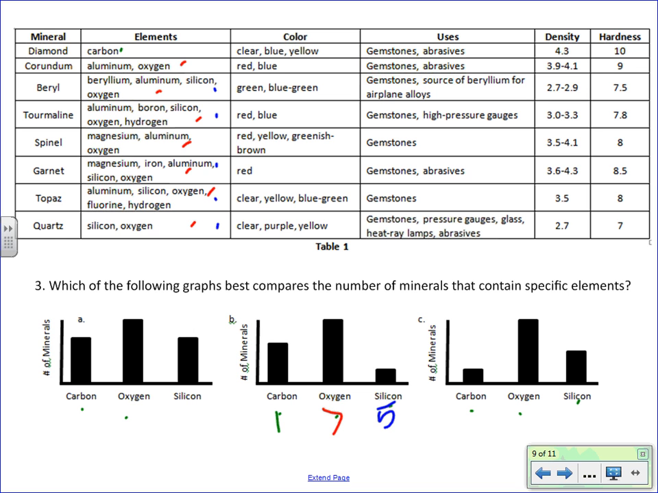In this case, if we take a look at these 3 numbers, they only make sense in one spot. They don't make sense over here, because you wouldn't expect carbon and silicon to have bars of the same size. They don't make sense here because you wouldn't expect carbon to have a bigger bar than silicon. But they do make sense right here because carbon's the lowest, oxygen's the highest, and silicon is in the middle. Which makes our answer C.